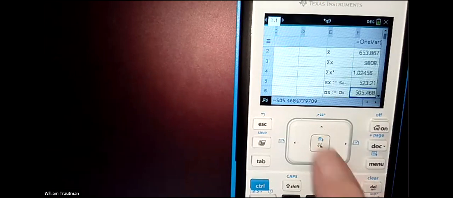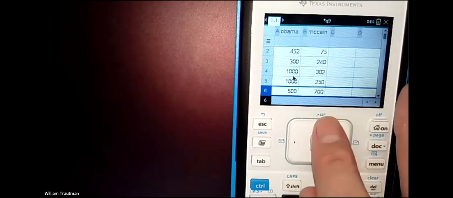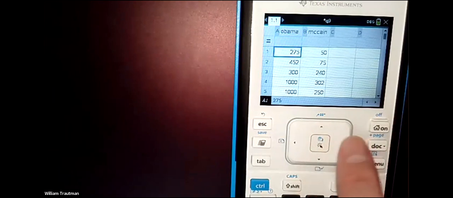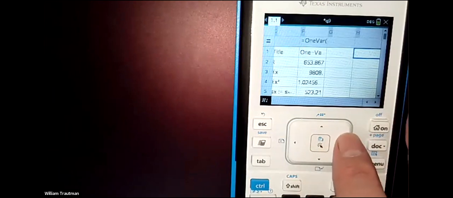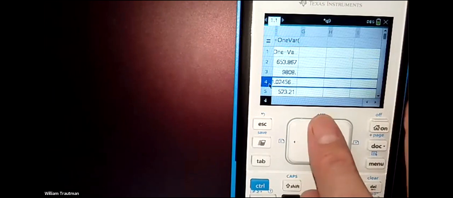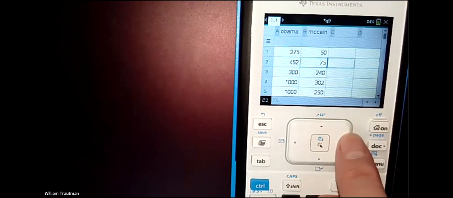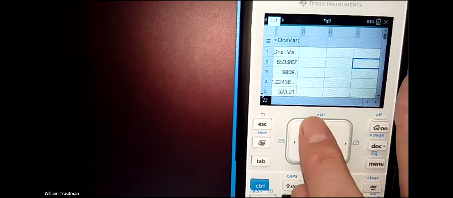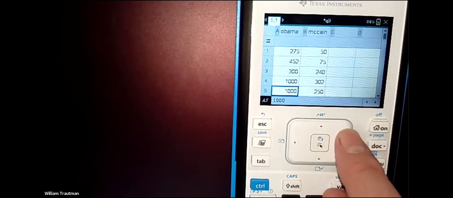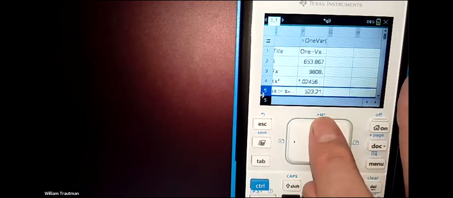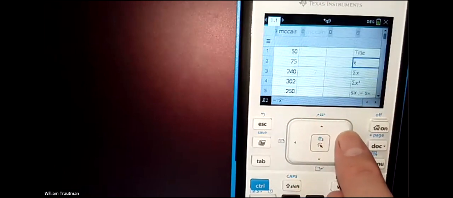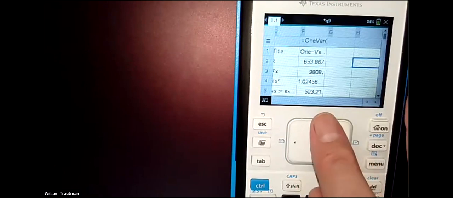And then I want to come back and do McCain's data. So I'm going to come over to the same spot. McCain's is going to be the second one over here. I'm moving over to the right just a little bit further. If it lets me, I guess not. Okay, it won't let me.